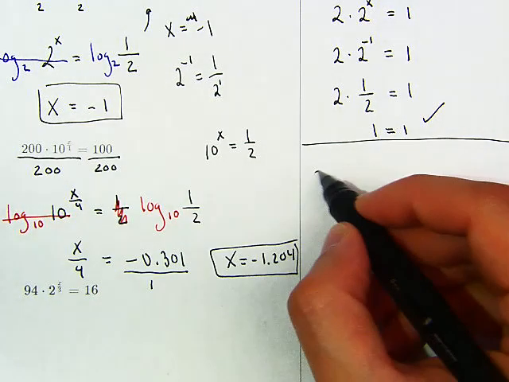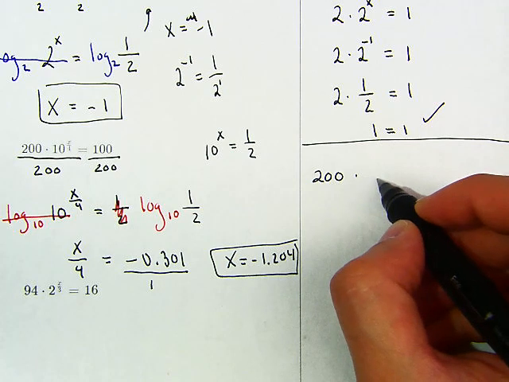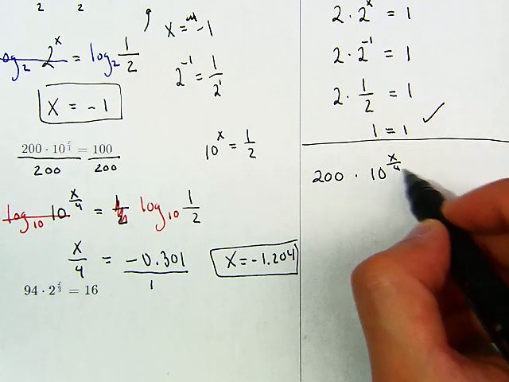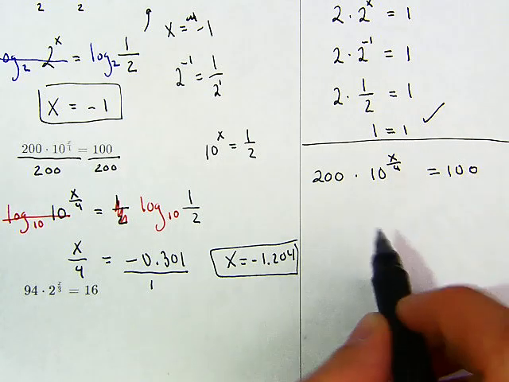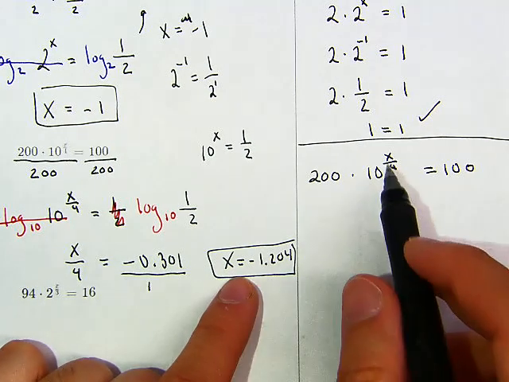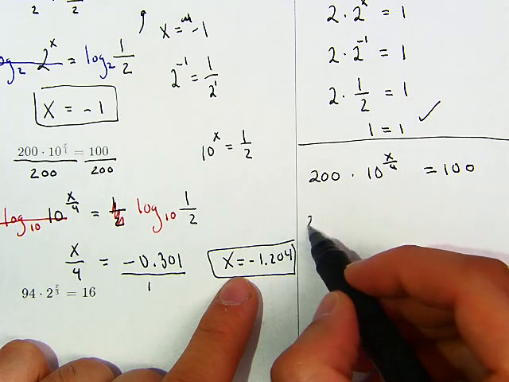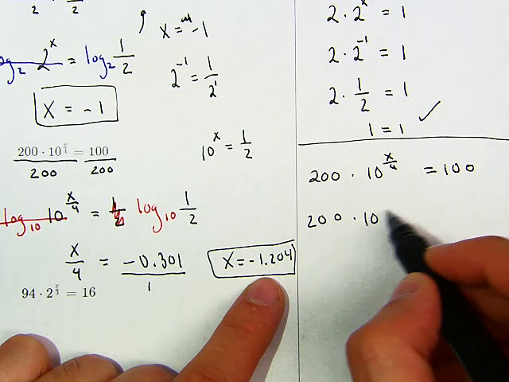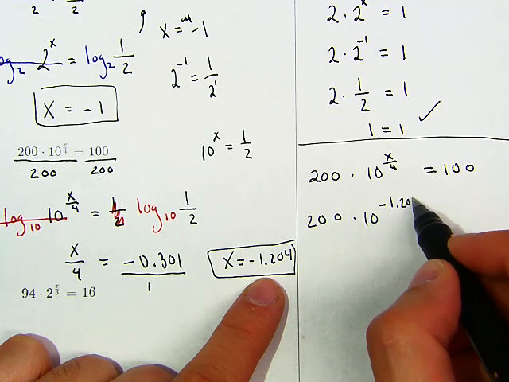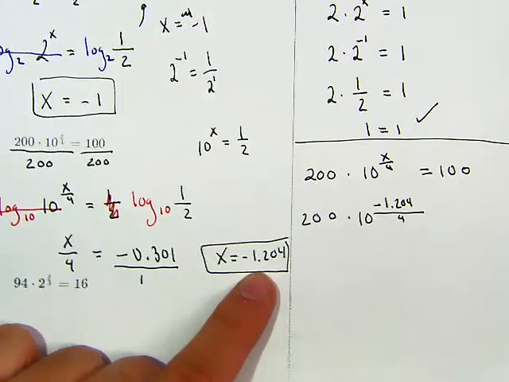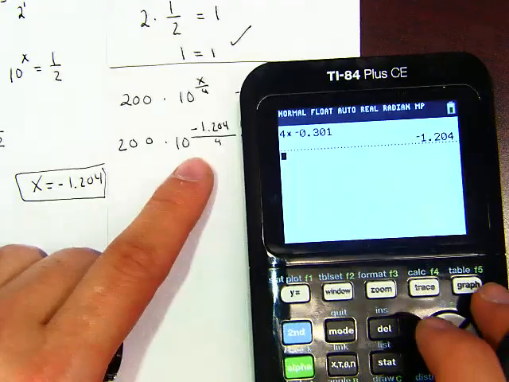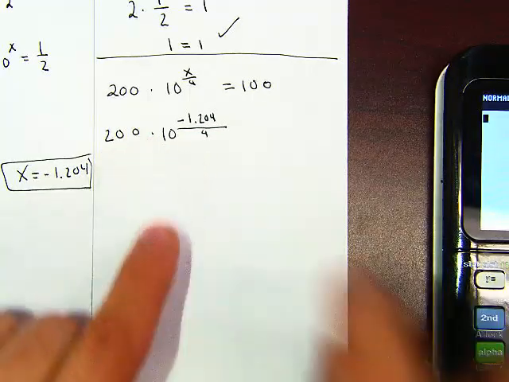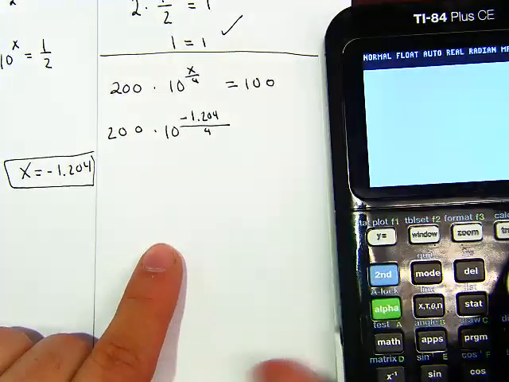Let's see. If I have 200 times 10 to the x over 4, this is equal to 100, right? But that's equal to 100 when x is equal to this. So we're going to plug in negative 1.204 times 10 to the negative 1.204 over 4, and see if this actually works. Watch how we put this into the calculator. First, we see that if I do this, we get 100, or very close to 100.